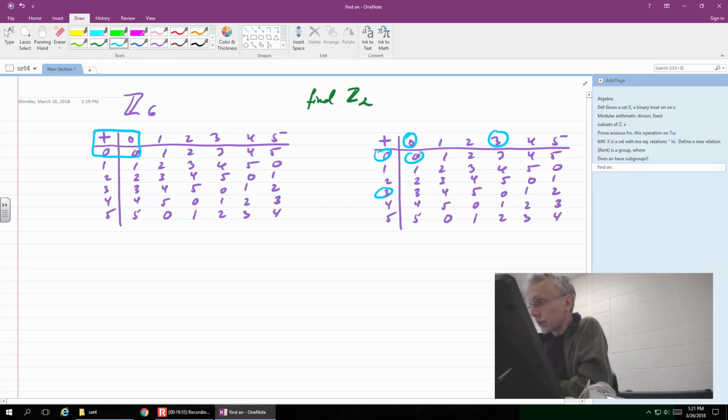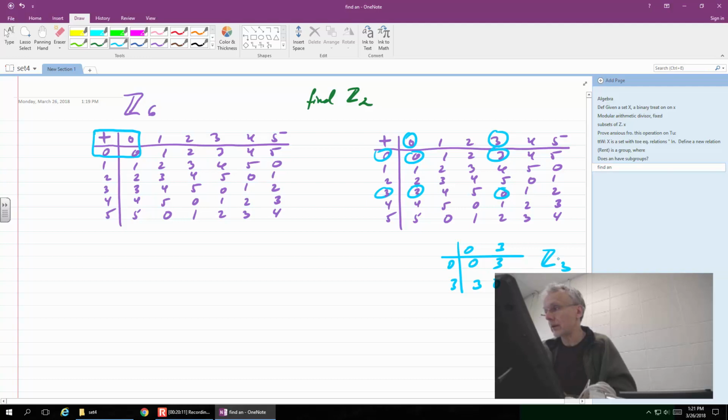And when we add 0 to 0, we get 0, and 3 plus 3 is 0, right? It works out perfectly. So it is 0, 3, 0, 3, 0, 3, 3, 0. So that's the table of Z2. So we have found Z2.